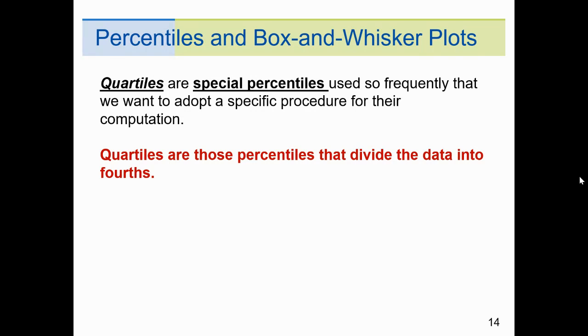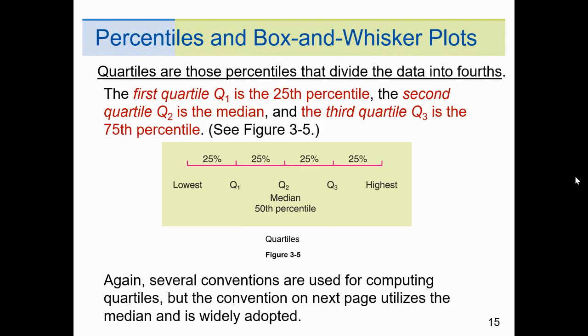Quartiles are simply special percentiles. See quartile, think of quarters. The first quartile is the same as the 25th percentile. The second quartile, 2/4, is the 50th percentile. The third quartile, 3 times 25, is equal to the 75th percentile. Quartiles are just special percentiles.